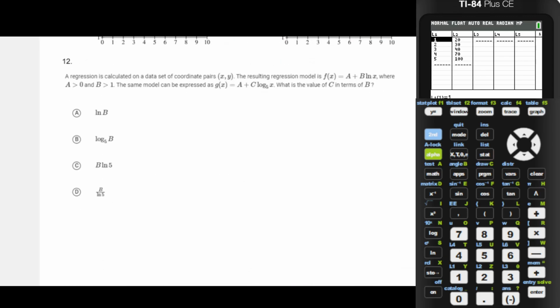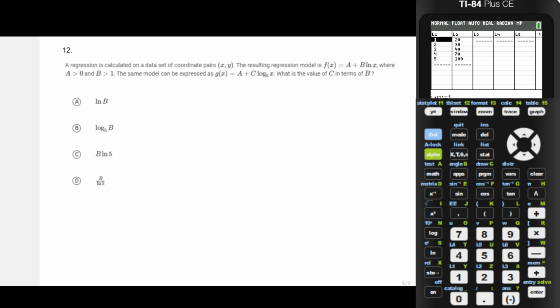All right. And number 12, a regression is calculated on a data set of coordinate pairs x, y. The resulting regression model is a plus b natural log x. The same model, this is just a log property question. What is the value of c in terms of b? Okay, so the same model, so f of x and g of x are the same. That's what they're saying.